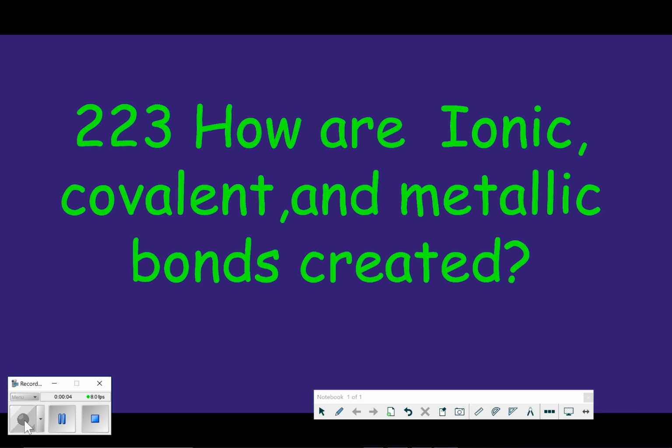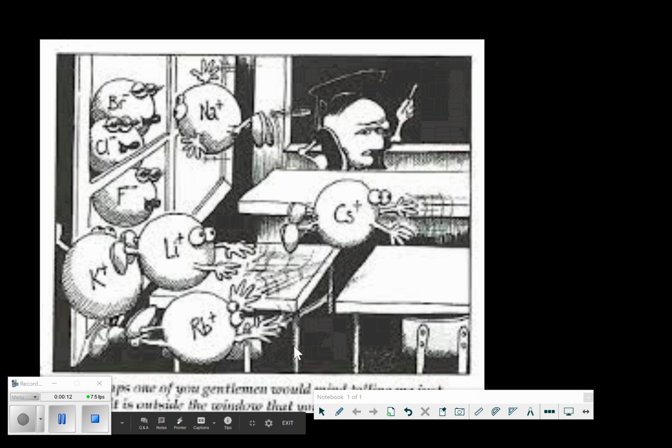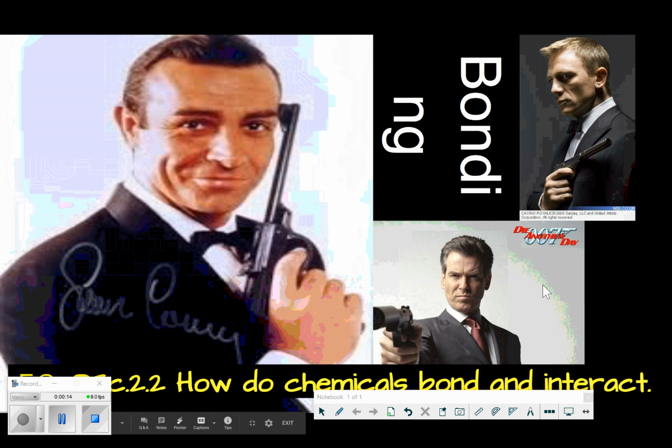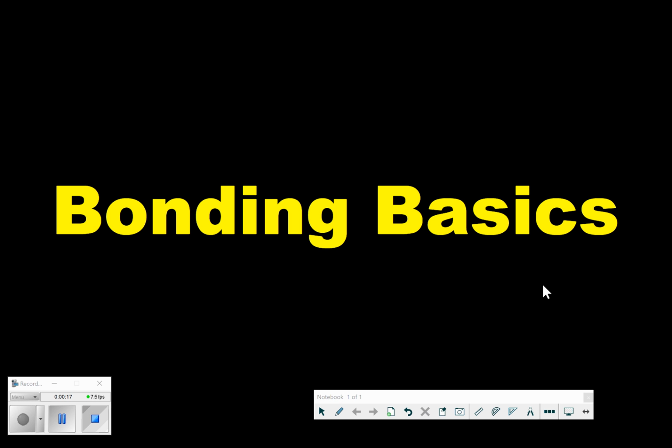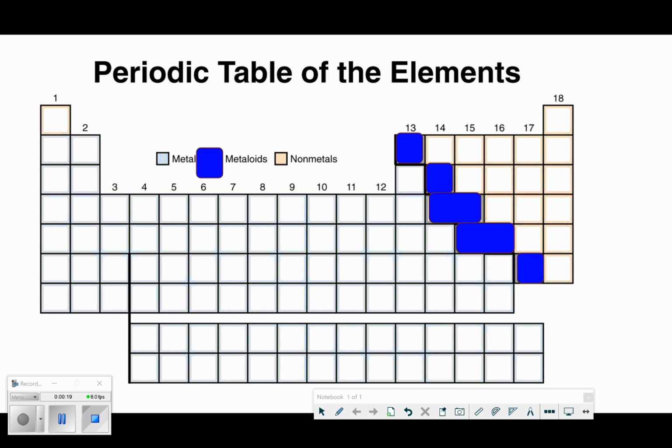Right now we're going over the lecture on page 223, how are ionic, covalent, and metallic bonds created. Okay, so to remind you, we have three different types of material on the periodic table. We've got metals, we've got nonmetals, and we've got metalloids. Now, hydrogen is a nonmetal, this one right here, okay?